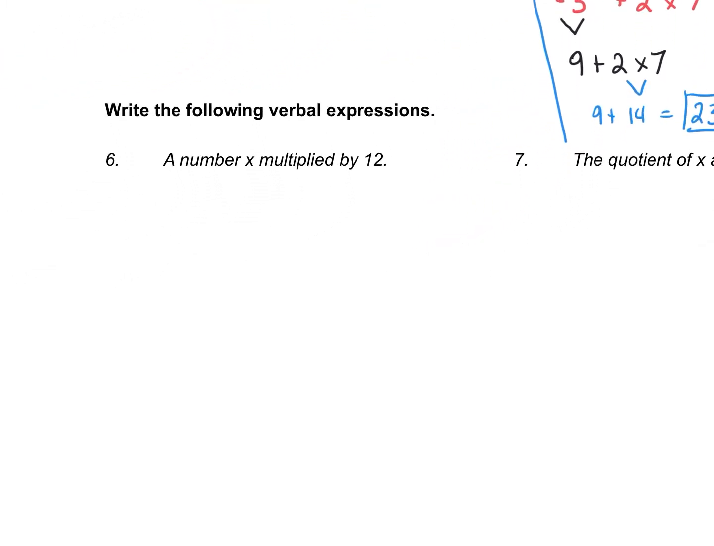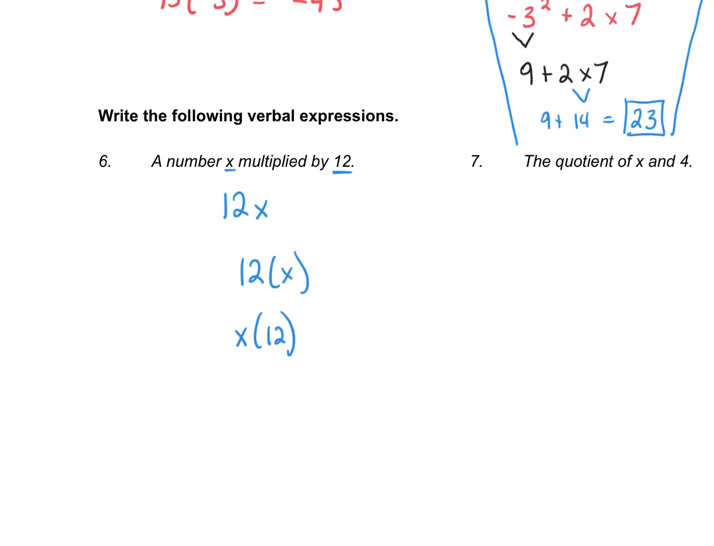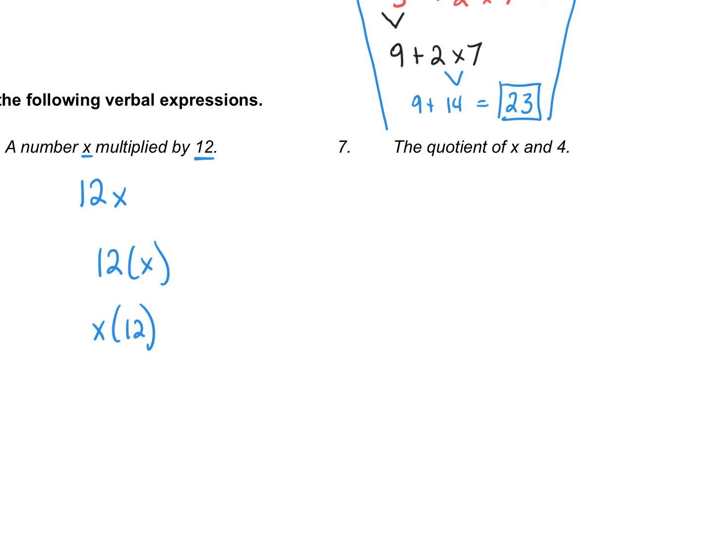Let's take a look here. If I'm writing these verbal expressions, a number x multiplied by 12. So remember, you could write it like this. You could write it like this. You could write it like this. Any of those would be correct. The quotient of x and 4. Make sure you're getting in the habit of writing your division as a fraction.